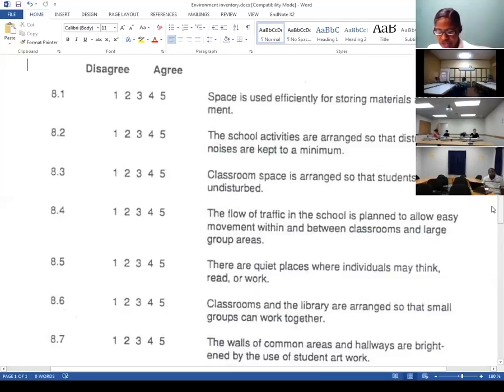Similarly, throughout, school activities are arranged so disturbing noises are kept to a minimum. I'm not quite sure how effective that is at schools, but what is it like in your schools there in Dominica in terms of disturbing noises? It doesn't say what those sources could be. It could be the gardener mowing the lawn. It could be a new development across the road. It could be just internal noises from within the school. And in terms of students going on break, what is it like at your school there, Samuel?